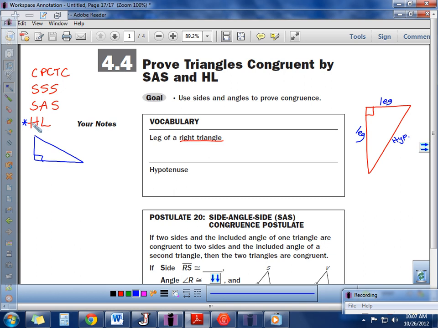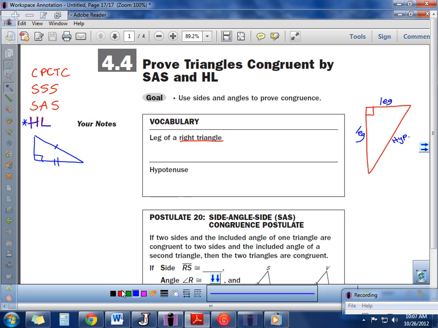You're going to have a mark on the H, the hypotenuse, and you're going to have a mark on one of the legs. If you saw two triangles with these same marks, corresponding and congruent, then you could prove they are congruent by HL. So once again, H stands for hypotenuse, L stands for leg.